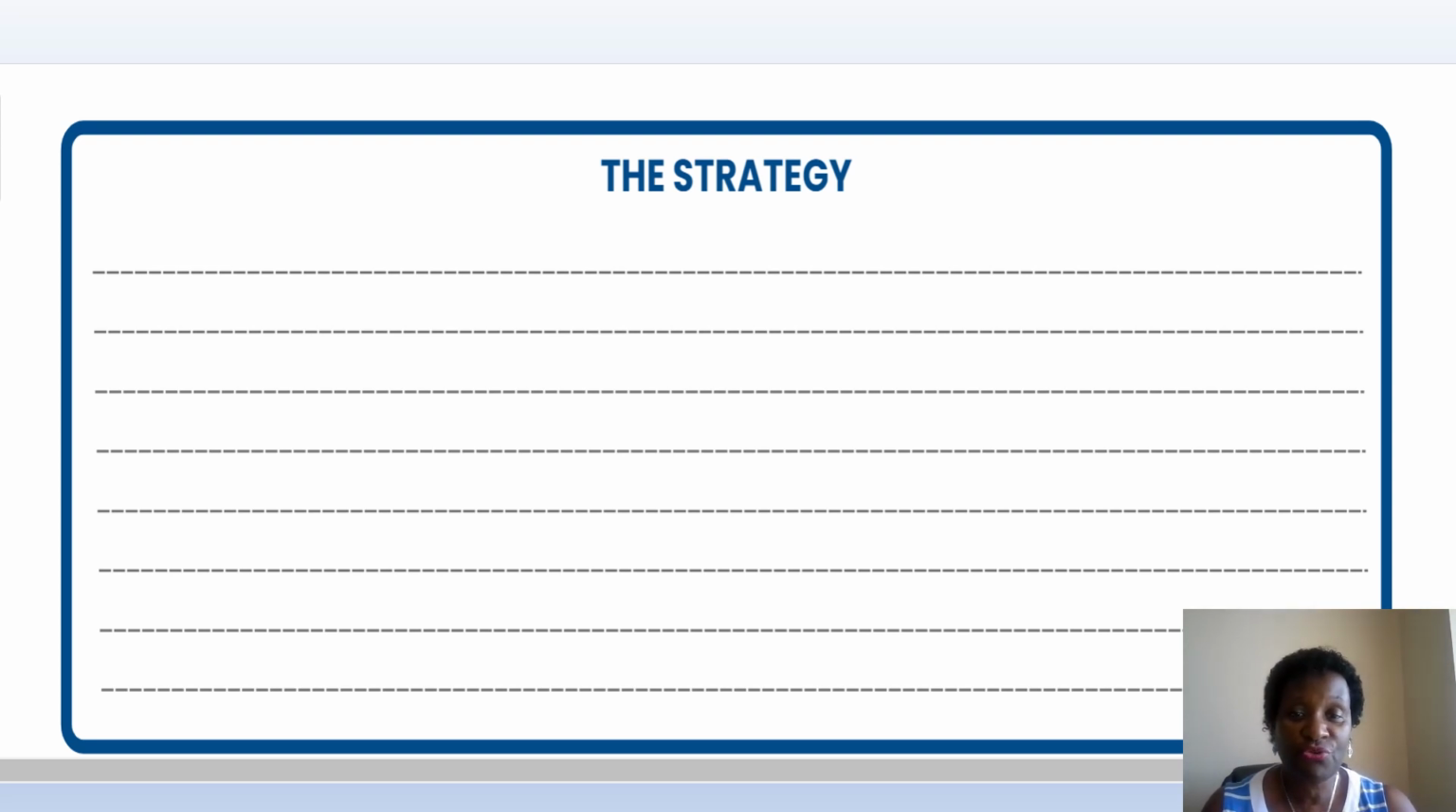You are going to use the strategy part of the goal planner to write the exact strategy that you will use to accomplish this goal. So here's the way that you will accomplish this goal in a smart, specific, measurable, attainable, relevant, time-bound way.